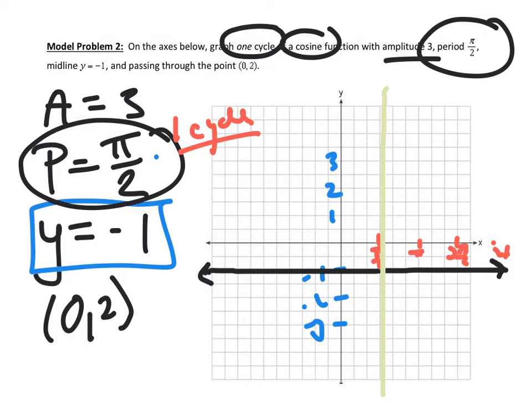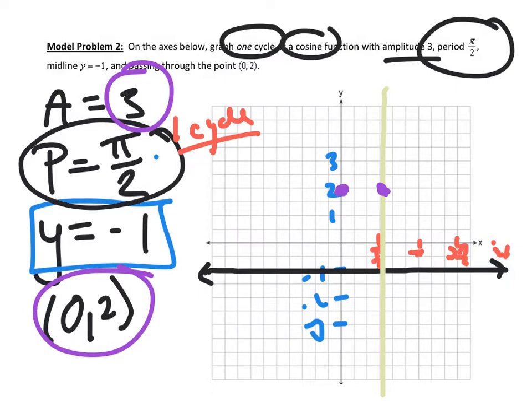Because it's cosine, I'm going to start at my amplitude. So if I go up 3, 1, 2, 3, that puts me magically at 0, 2, which is what I had to go through. I know I'm going to end at my amplitude. Smack in the middle, I'm going to be at my minimum value, so I have to go down 3, which is actually going to put me at -4. And then directly in the middle of those is where I'll hit my x-axis. So hopefully your graph looks like this. Now remember, it said one cycle, so don't graph more than that, just one complete cycle.